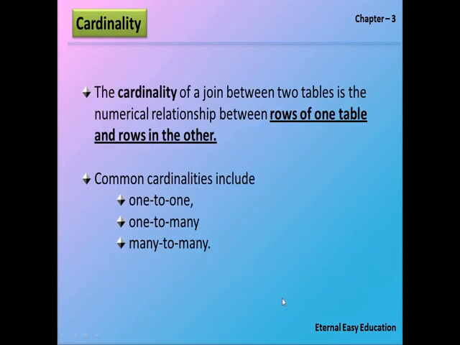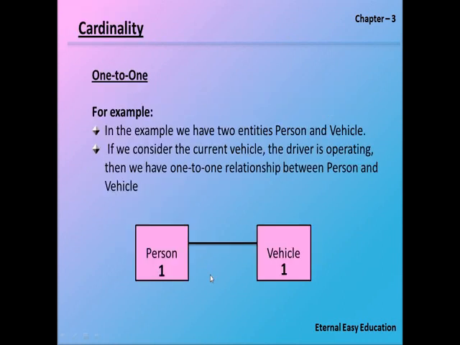Next, the ER model has entity, attributes, and relation. Apart from this, you are going to learn two topics in your book. One is cardinality, another one is degree of relationship. Cardinality of a join between two tables is the numerical relationship between rows of one table and the rows in the other. It will look like the relationship as you learned before: one to one, one to many, many to many.